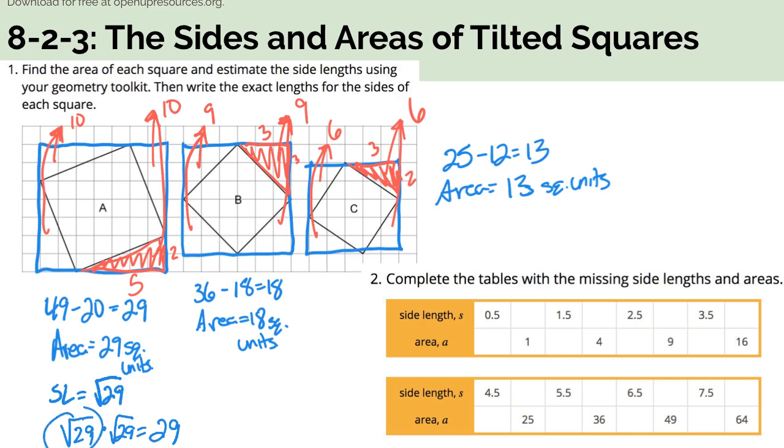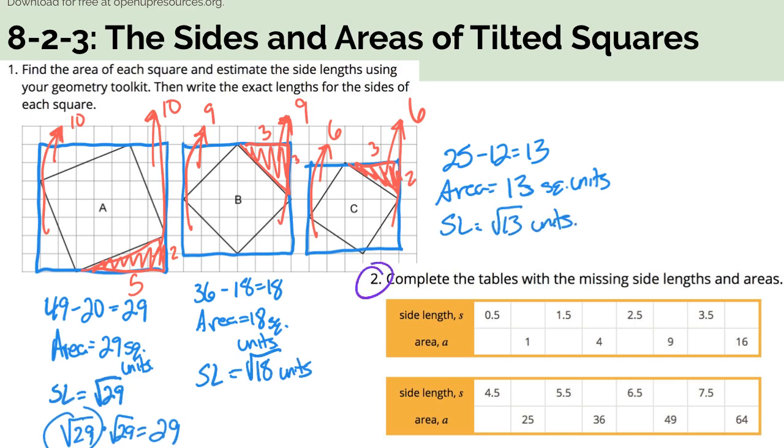The same thing is going to happen in square B. The side length is going to be the square root of 18 units. And in square C, the side length is going to be the square root of 13 units long.